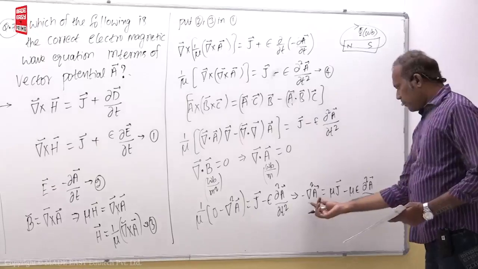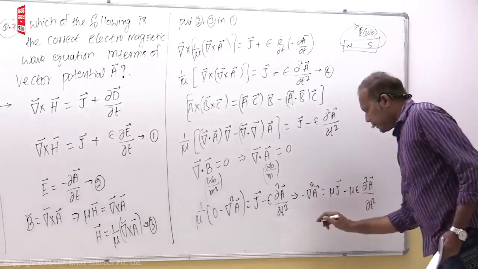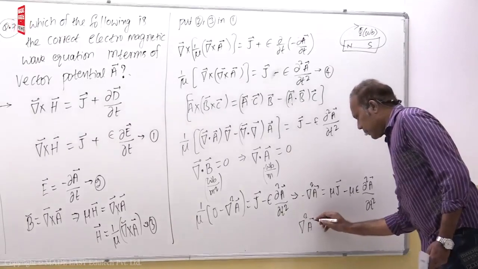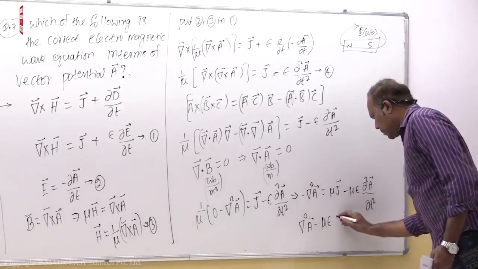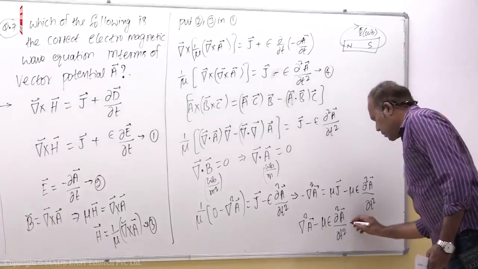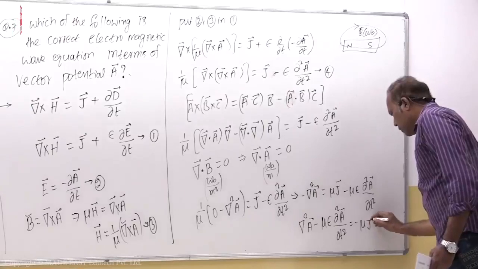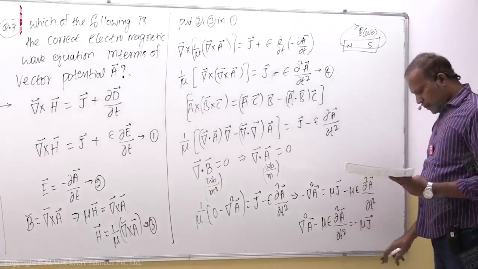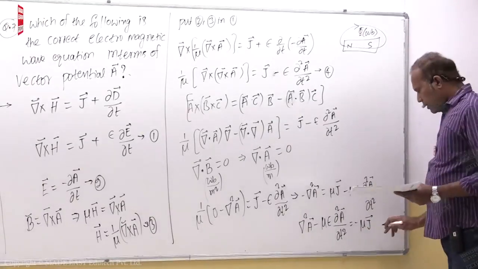So he has written positive for this. That means you send this side, you send this side. That means ultimately it becomes del square A bar, I brought this side, and minus mu epsilon dou square A bar divided by dou t square, and you send this side minus mu J bar. So del square A bar minus mu epsilon dou square A bar by dou t square is equal to minus mu J bar.